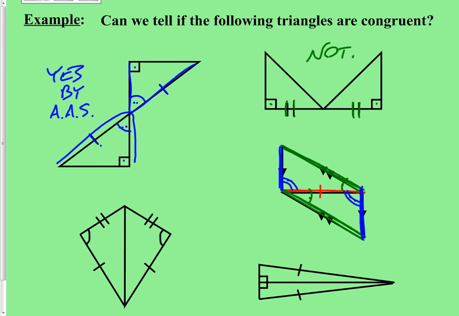Between the green angles, you have a set of angles. The red side, you have a set of sides. And then the blue angles, you have a set of angles. We can say yes by angle, side, angle.